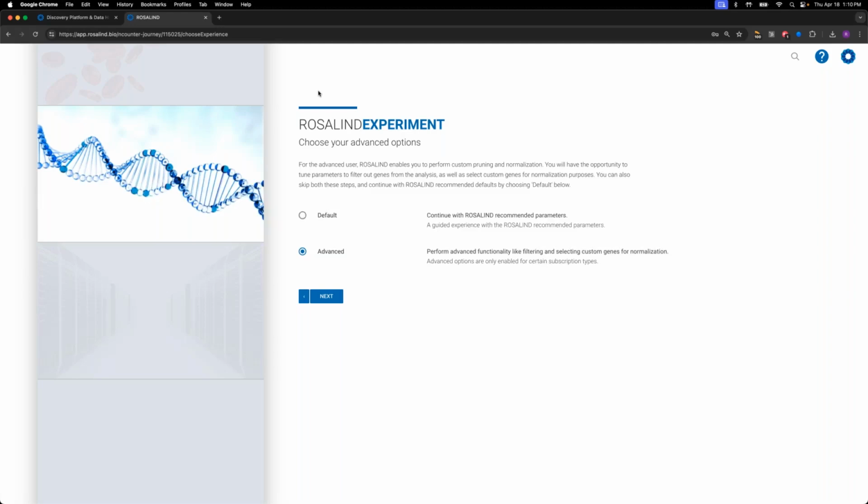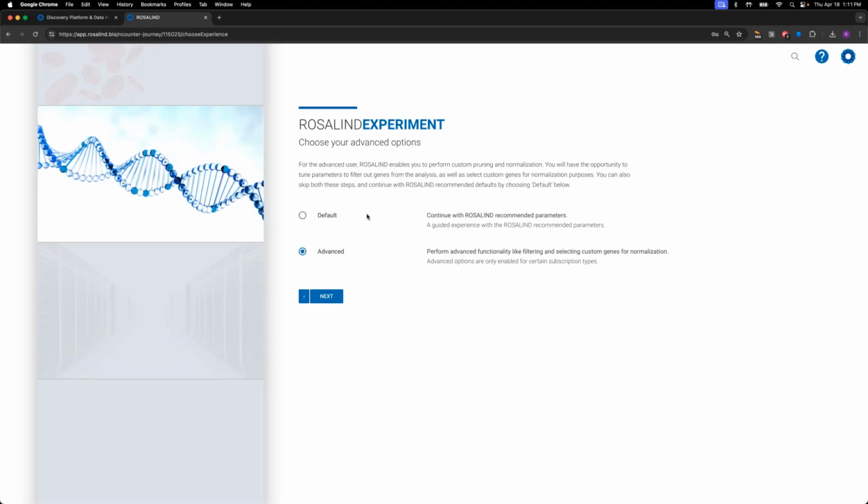So we have 2 paths that you encounter when you import your RCC data and start analyzing your data in Rosalind. There's this default path and the advanced path. Traditionally, everyone has gone through the default path. This contains a nice set of recommendations on how to prune your data, how to normalize your data, and gives you this nice experience through the default path. And that's what we've done historically.